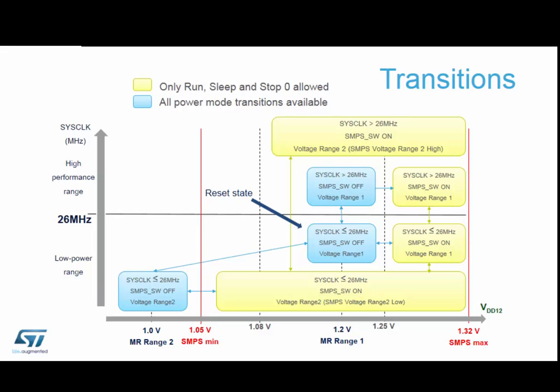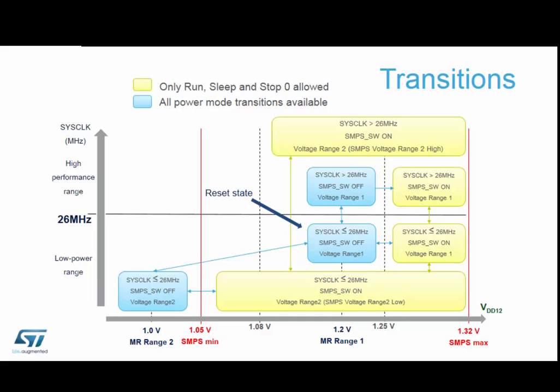The second point is that we are ready to enable the SMPS. So we are entering this area. We are applying the high state on the PA4. We are also applying high state on the PA7, so both the DC-DC and the switch are enabled. So here we are running on the SMPS. We are not using the LDO anymore.